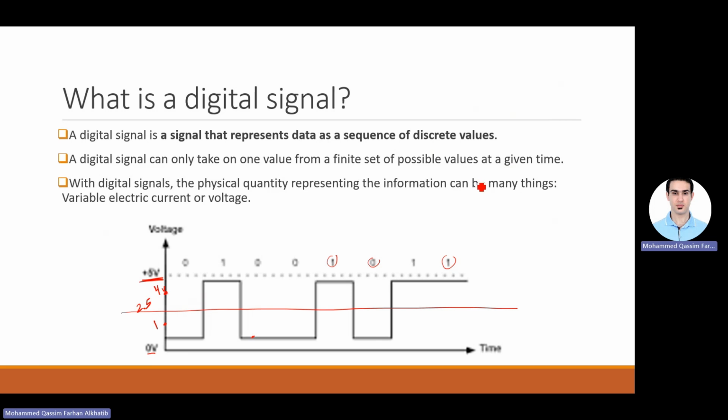With digital signals, the physical quantity representing the information can be many things: variable electric current or voltage. As I mentioned, with the 0 or 1, I mean 0 volts or 5 volts. That's how the computer reads things. At the end of the day, it's just electricity. You're dealing with electricity.